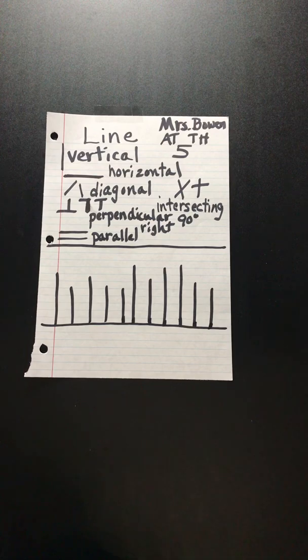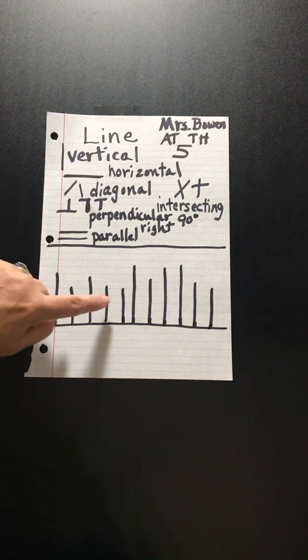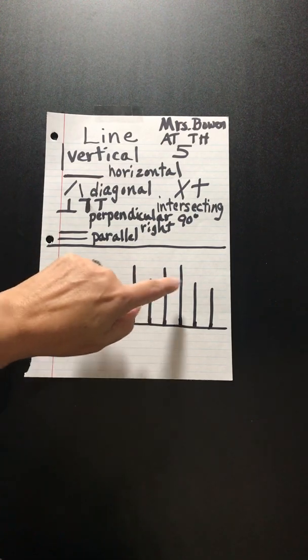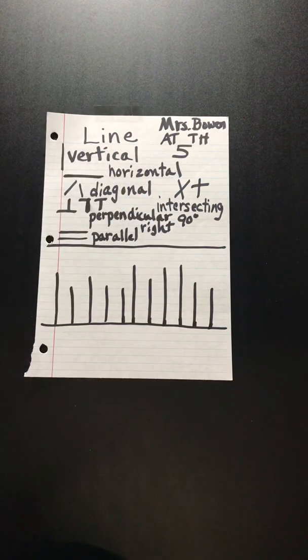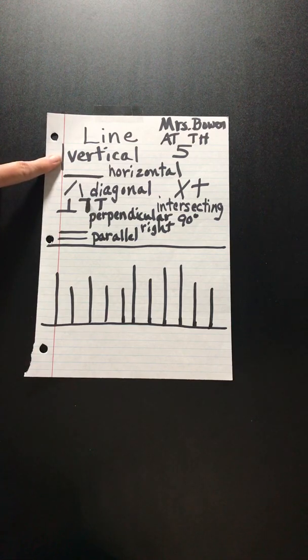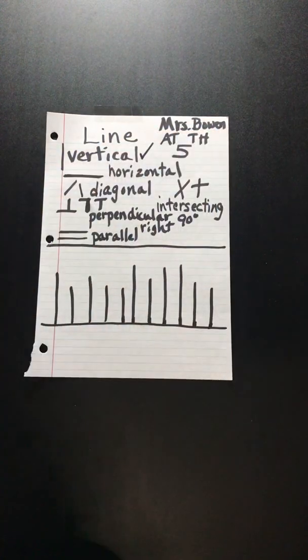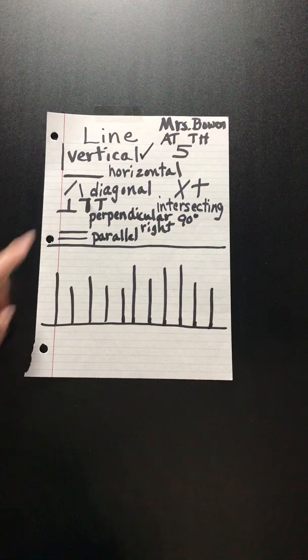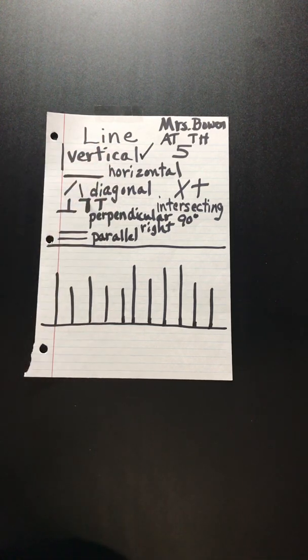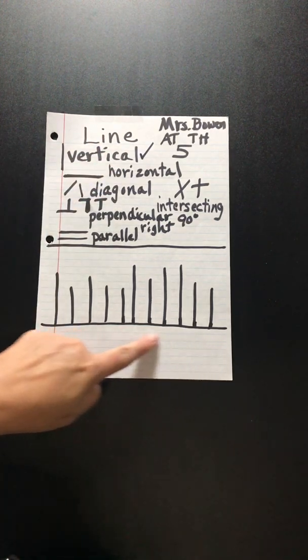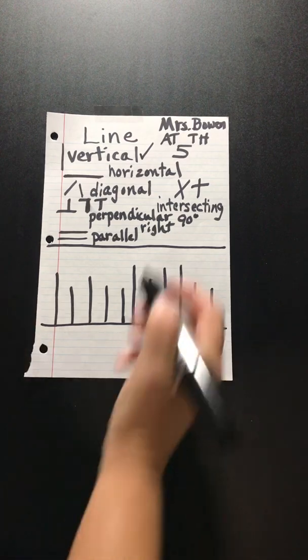Okay, let's make sure I got this right. 1, 2, 3, 4, 5, 6, 7, 8, 9, 10, 11. 11 lines. Okay? Now let's evaluate what we've done so far. Have we drawn any vertical lines? Well, we just drew 11 of them. I think we've met that criteria. Let's check that off as successful. Have we drawn any horizontal lines? Yes, the big long one right here, that's our landscape. So let's check that off.